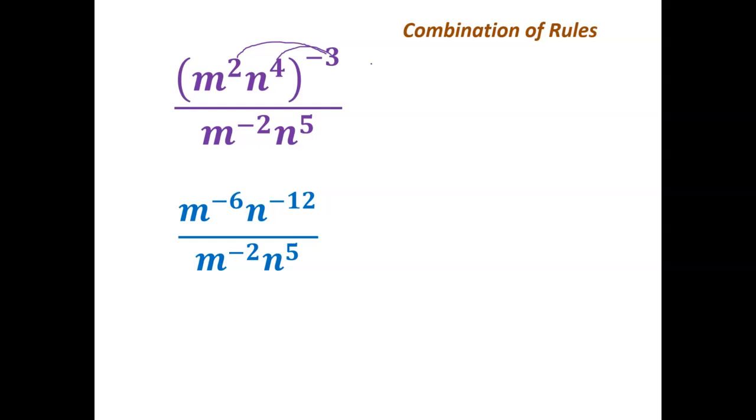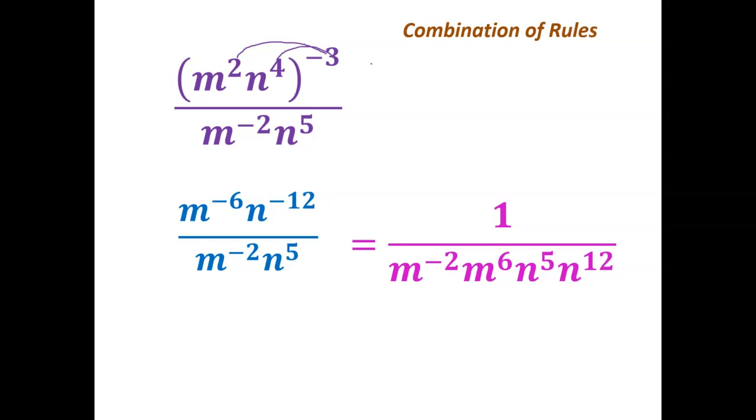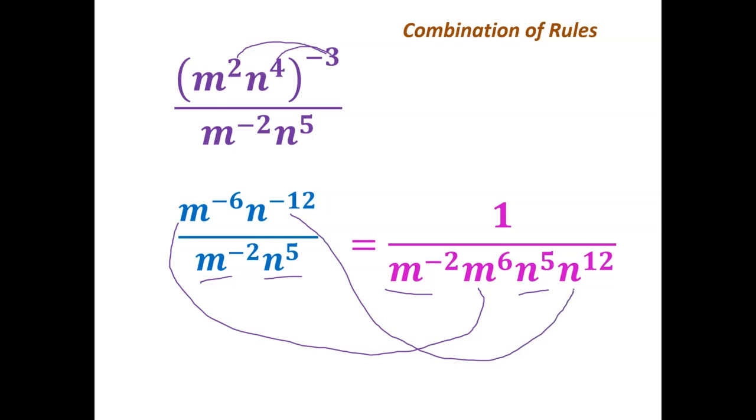Now, what I can do is I will flip-flop my position of m and n. So what I did here is, let me explain. I left my m to the power negative 2 as is, as you can see. I left my n to the power 5 as is. What I did is I brought this m to the negative 6 down, became positive, and I brought down the n to the power negative 12, became positive, right? And that should work because now I can just use the product rule.